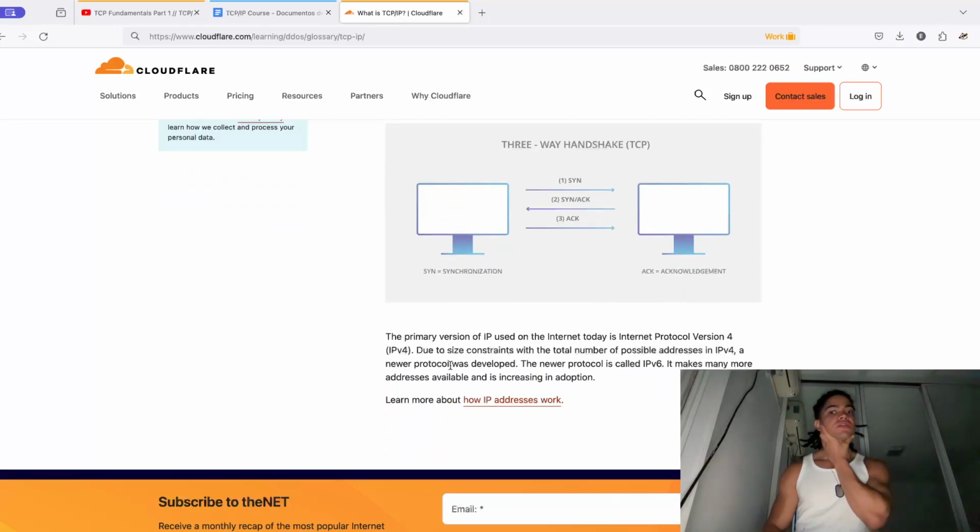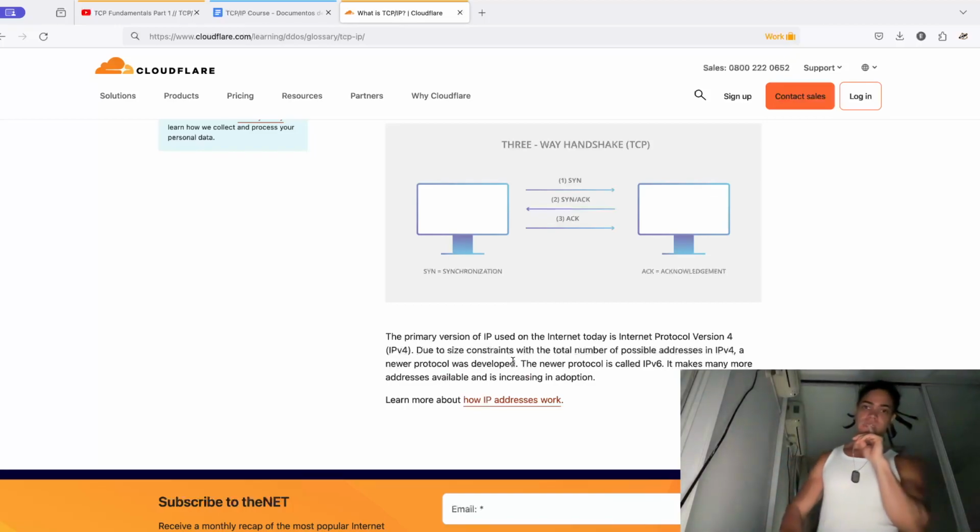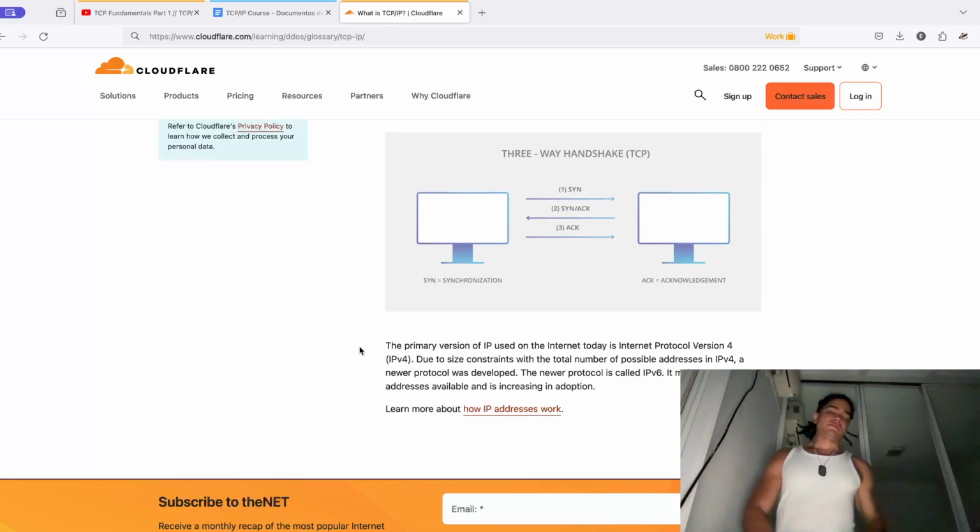So the primary version of IP used on the internet today is Internet Protocol version 4. Due to the size constraint with the total number of possible addresses in IPv4, a new protocol was developed, and the new protocol is called IPv6. It makes many more addresses available and is increasing in adoption. All right.